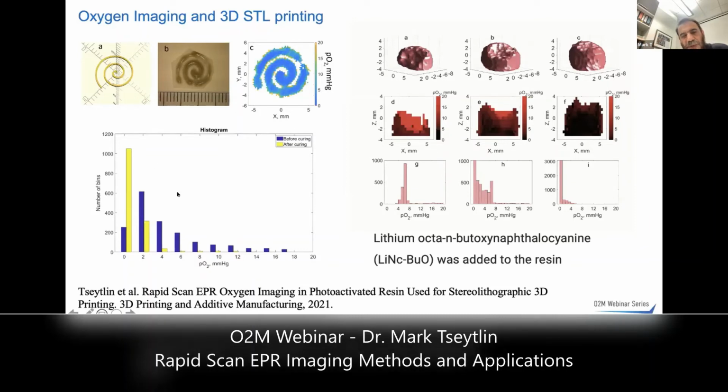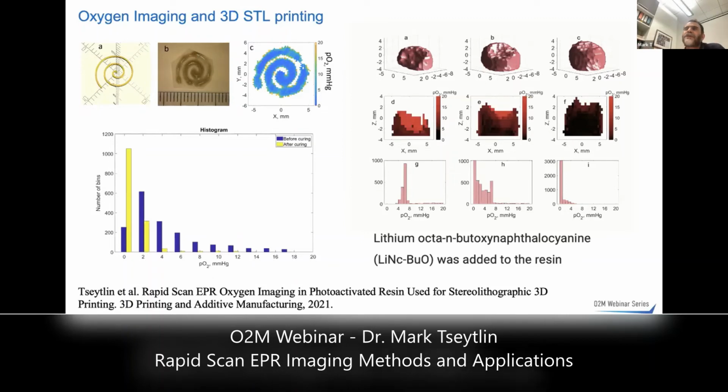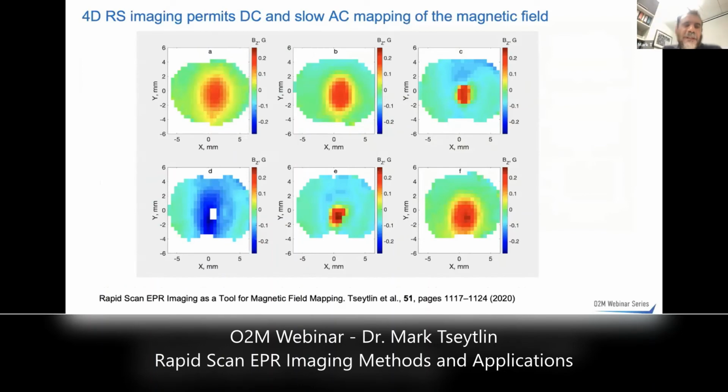In one of the samples, there is a procedure of curing. When you 3D print something, it's not complete. You put it in a chamber which is irradiated with UV to cure the residual. In this example, we demonstrated that after curing, indeed, the residual oxygen gets depleted in 3D prints. We published this paper after a lot of back and forth with the editor, because for them EPR is something strange. Another application of rapid scan is measuring magnetic field.